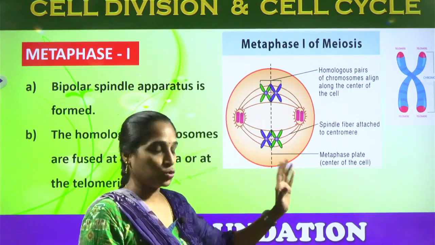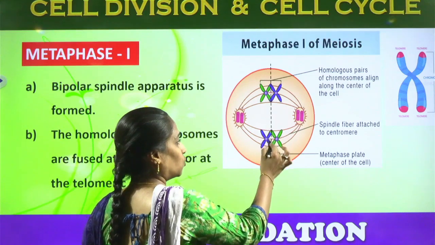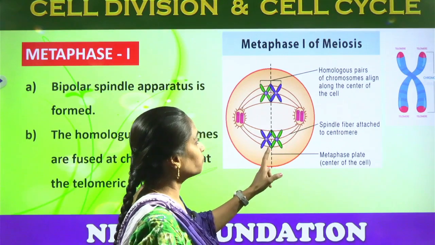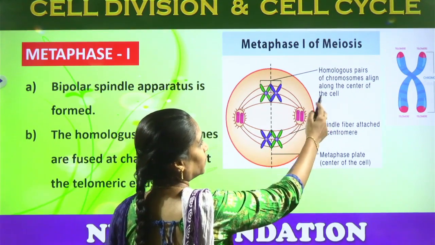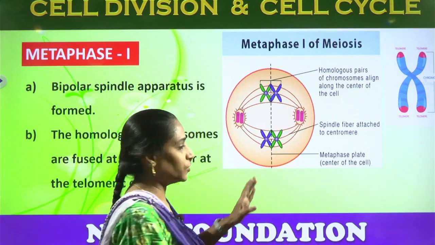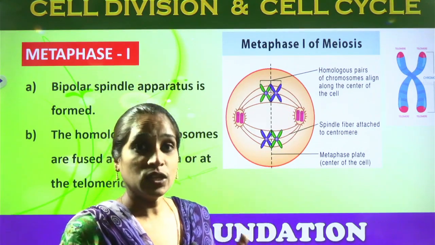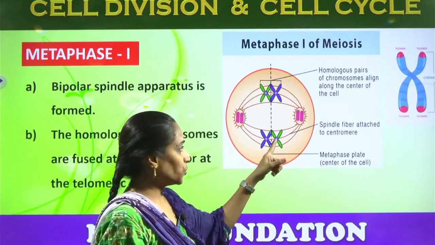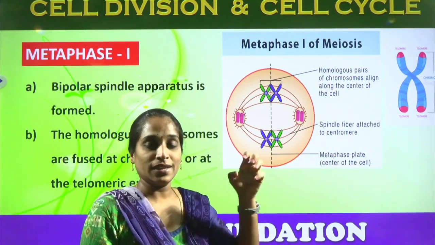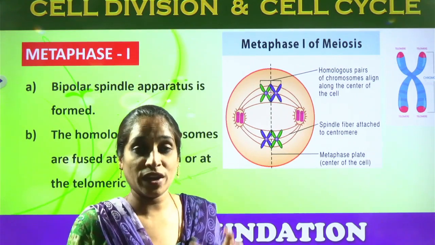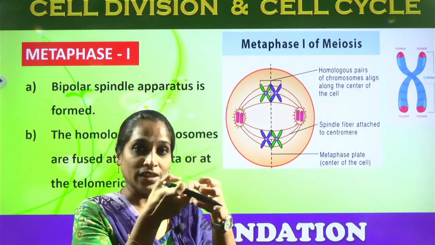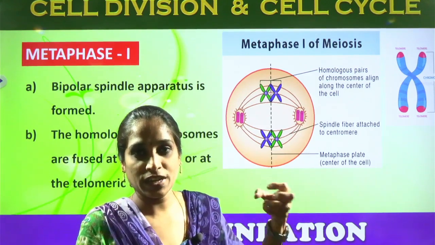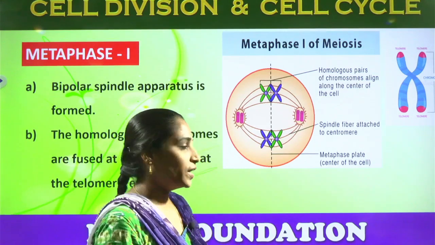In meiosis we can observe the crossing over of two terminals of non-sister chromatids, and the homologous chromosomes align along the center of the cell with the support of a plate called the equatorial plate. So the spindle fiber is attached to the centromere. Why does it have to attach? It has to divide equally. The centromere helps the chromosomes to divide equally and distribute towards the other polar regions.